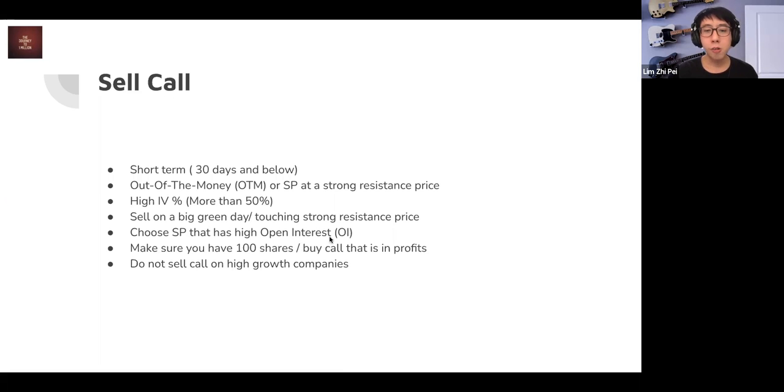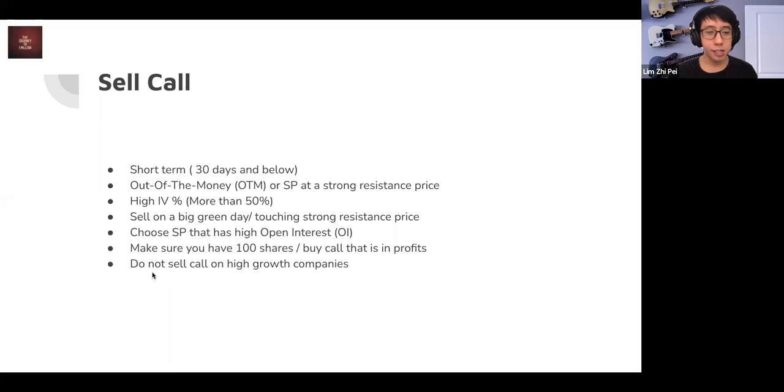Similarly, you need to look at higher open interest. And in this case, you make sure that you have 100 shares or a buy call that is in profits. Because if the buy call is not in profits, it means that the stock price is most likely lower than your strike price. So you cannot really sell call and it's not profitable for you to do so.